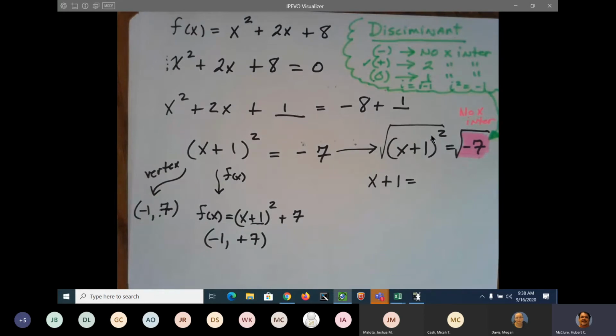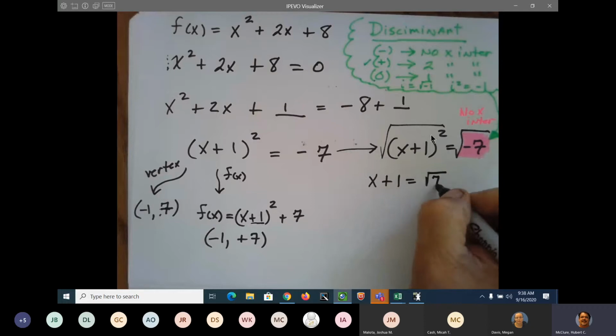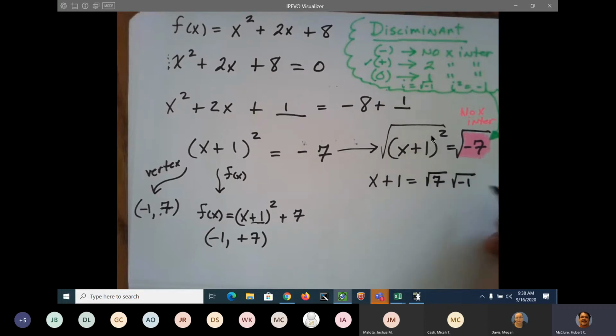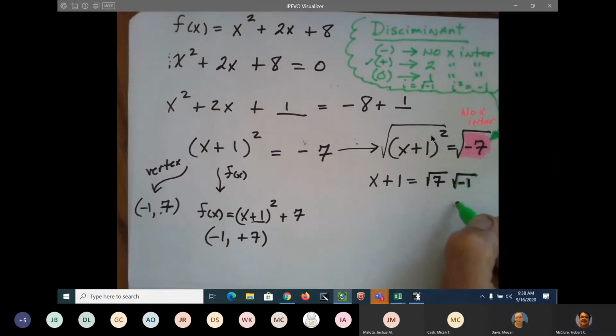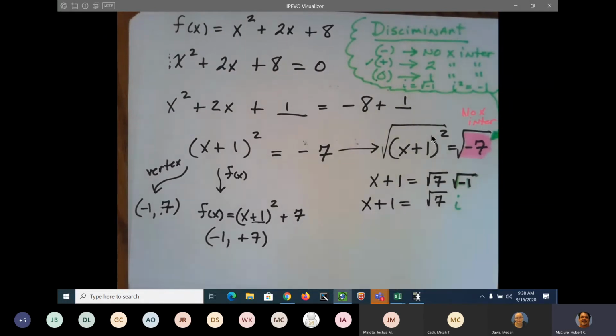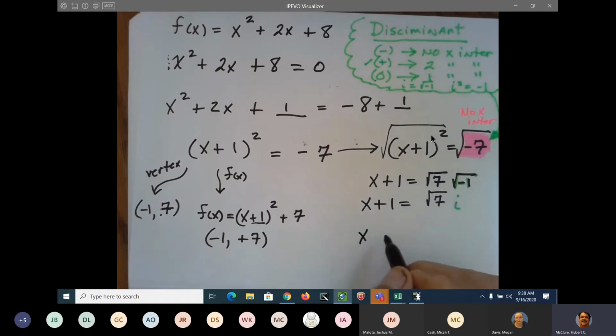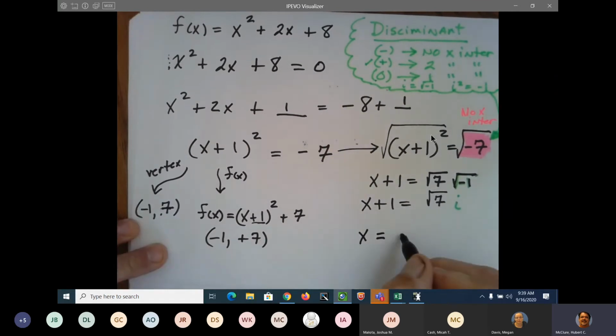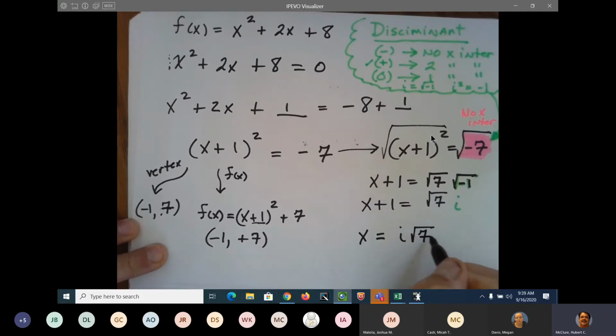So you just write it in terms of i. I'm going to break it up: square root of 7, square root of -1. And I just told you the square root of -1 is i. And the square root of 7 is the square root of 7. x plus 1 is equal to, and then I'm going to change this 1, bring it over here. So x is equal to i times the square root of 7 minus 1.